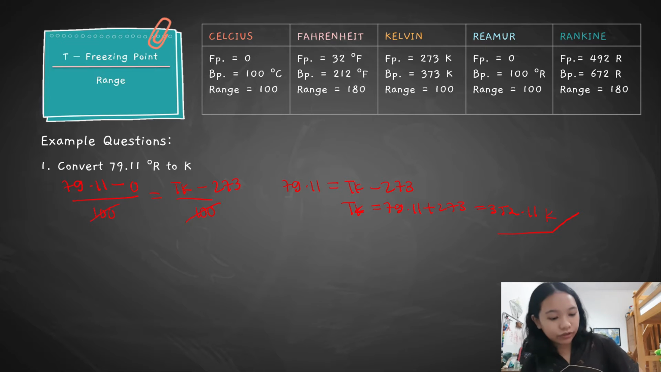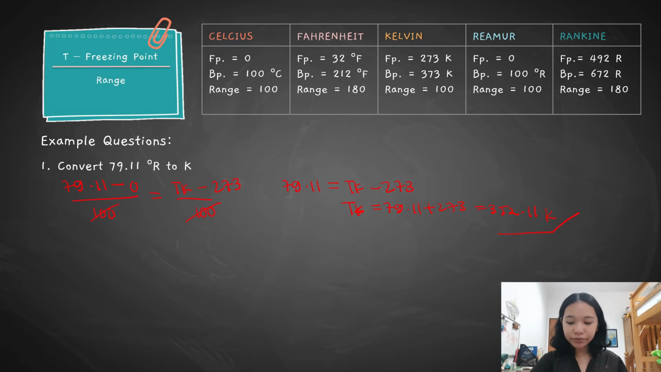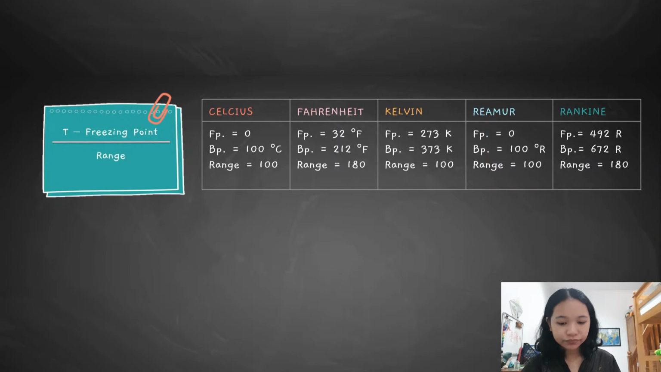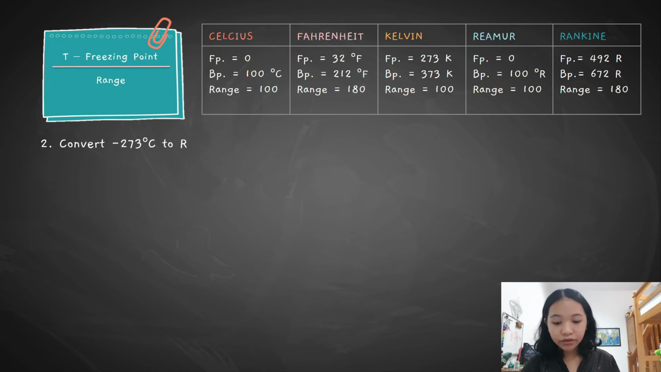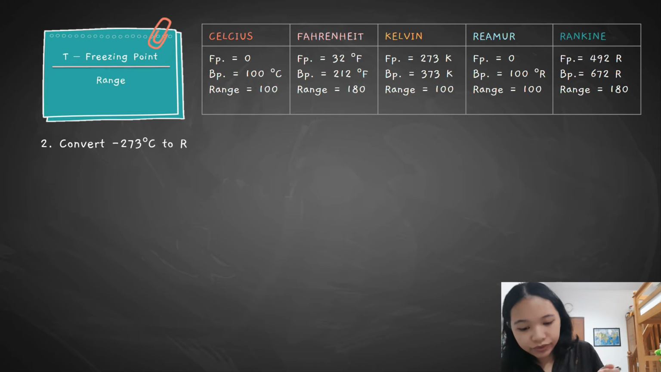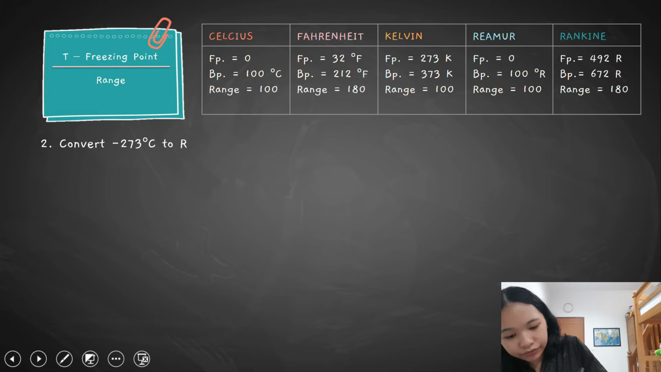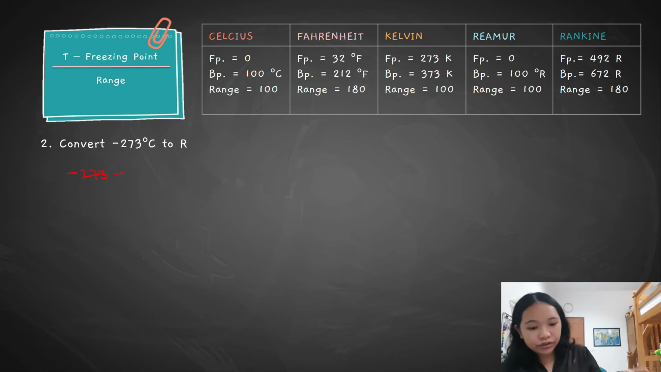Okay, so guys, this is the answer. I hope everyone got it right. Okay, we're going to head to the next example. Convert negative 273 degrees Celsius to Rankine. Okay, pause and play when you're finished. Okay, I hope everyone is finished. So as before, we write down our given temperature, which is negative 273, minus the freezing point of Celsius, which is 0.